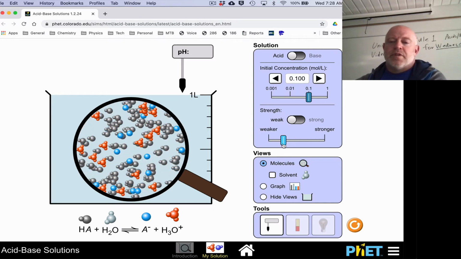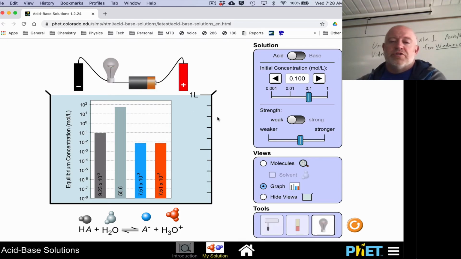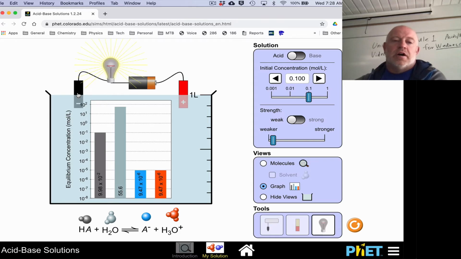Okay. Another way of looking at it, instead of looking at it through the molecular view, we can look at it through concentrations. Okay. So here are your concentrations. As I slide that to be stronger, notice how the product concentrations go up while the reactant concentration goes down. Okay. One other view, which is useful for us, if we make this thing really weak, if we go back to our concept of electrolytes, we see that the light bulb will light up because we do have ions in solution here because it is a weak electrolyte.